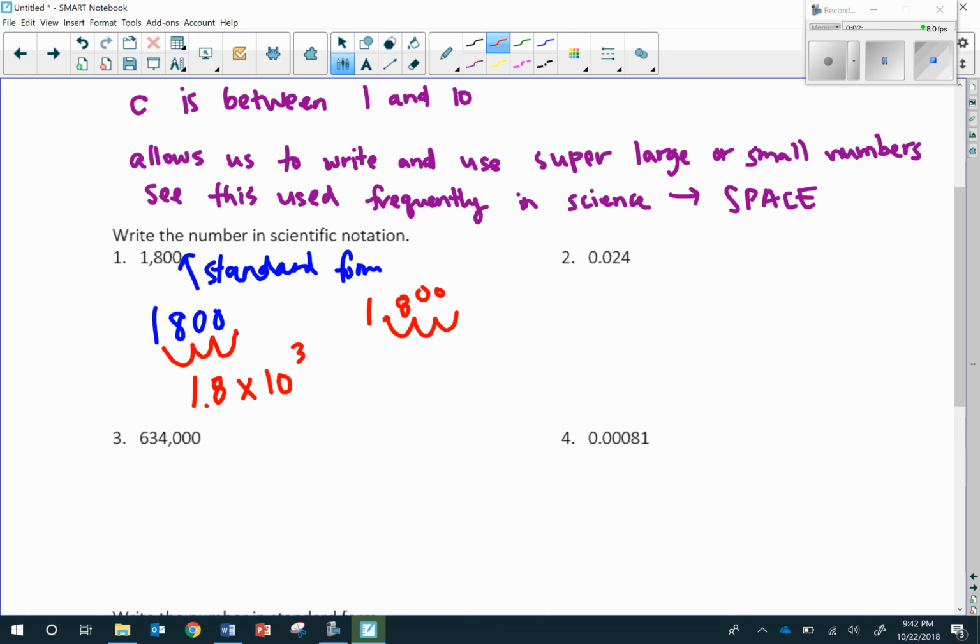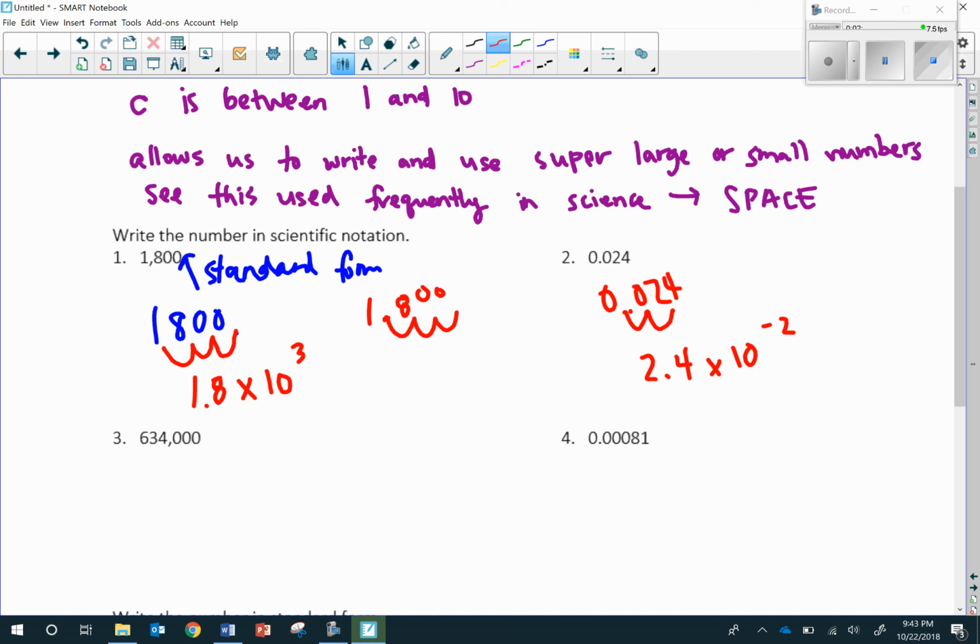If we have a super small number, such as number 2, we still do the same thing. However, we're moving our decimal the other way. So in this example, we're going to move our decimal 2 places to the right to get an answer of 2.4. And we're going to still multiply by 10. Because we're moving our decimal to the right, we're going to have a negative exponent. So that was going to be -2.